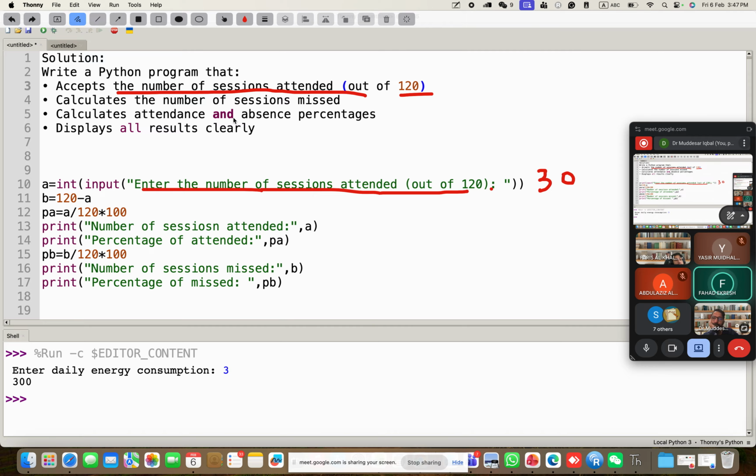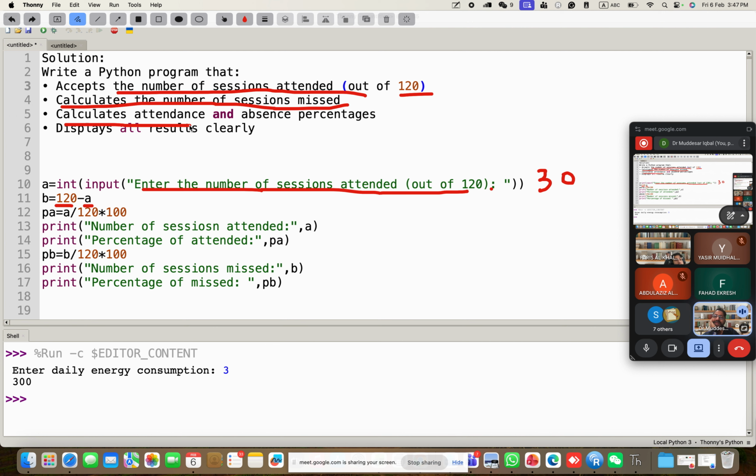And if you want to find out how many you missed, what will you do? You will minus the total by the A. You will minus the attended number from the total number of sessions to get the missed one. So you have 120 total sessions, and you will minus the A. That's what he's asking: calculate the number of sessions missed. This is okay, right?